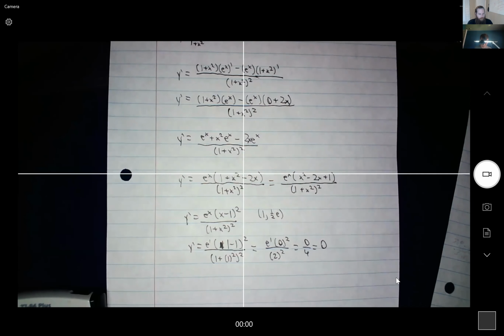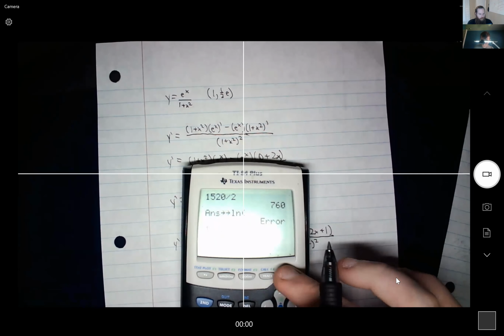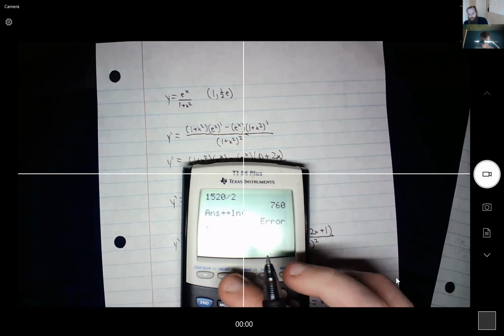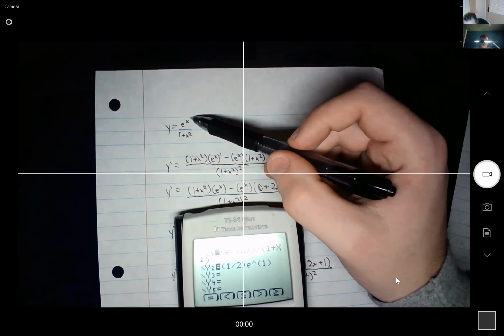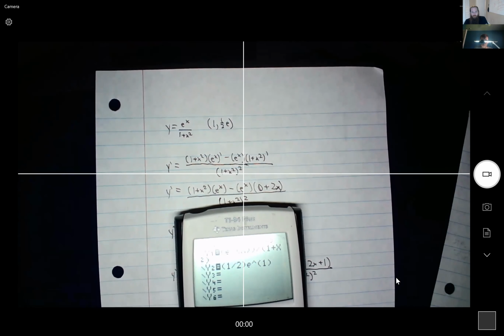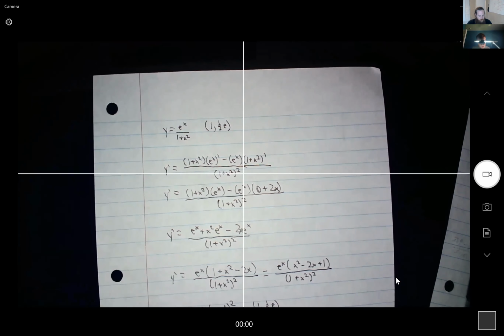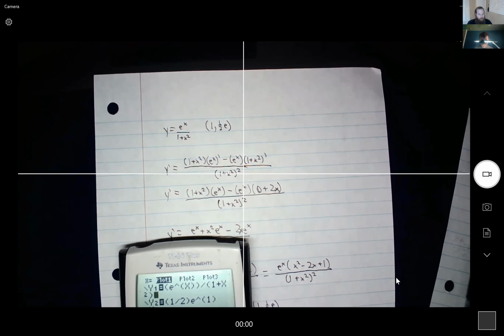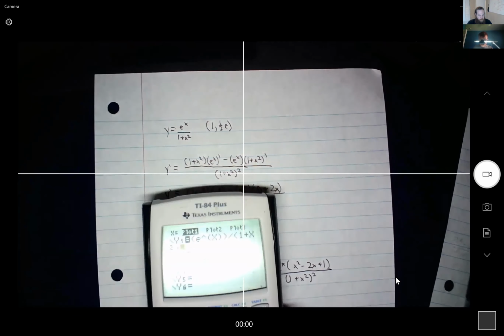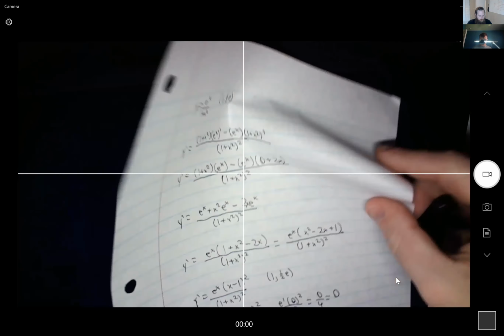And so if we graph these functions, go to our table. So if we put in the original function of e to the x over 1 plus x squared, and then we put in our, what function was that? 1/2 e to the 1. Yes. Well, we can also make our tangent.